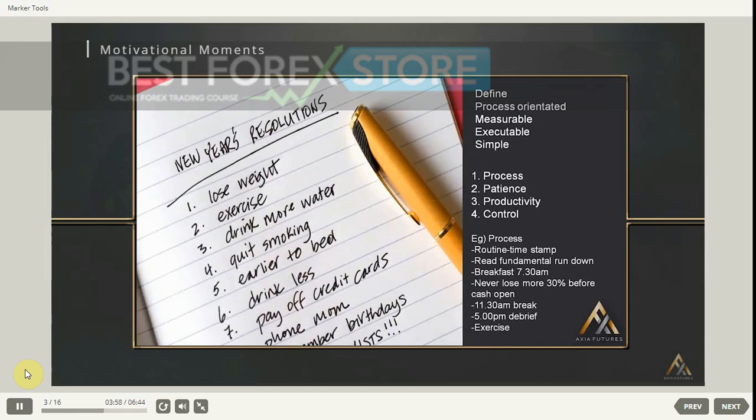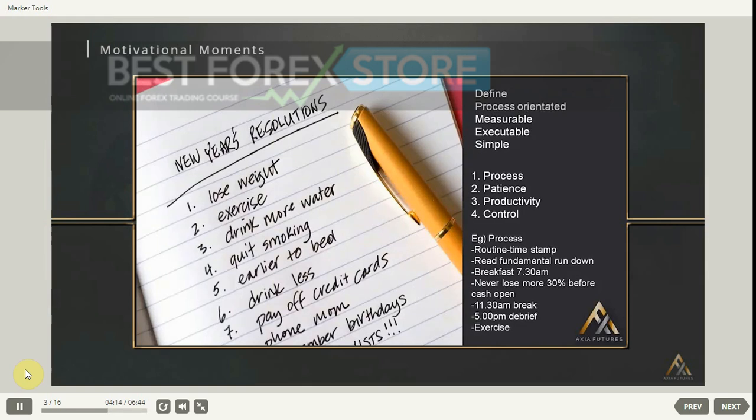If I can achieve every one of these four things on a day-to-day basis, I am guaranteed to be successful on that day. I might not make money, I might lose money, but guaranteed I will walk out of the office and I will feel satisfied because I have achieved my goal.